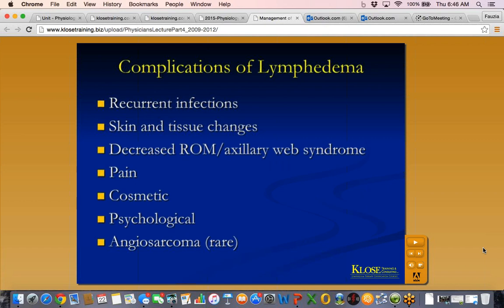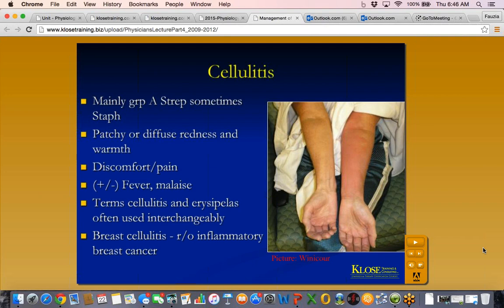Complications of lymphedema: recurrent infections, skin and tissue changes. We'll talk about axillary web syndrome, the pain, and psychologically how it affects them. And we can quickly go through these different conditions.